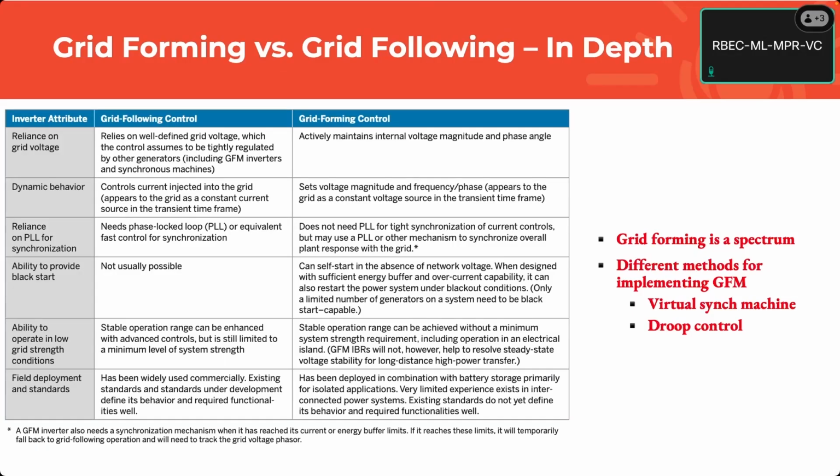Grid following needs that PLL, the phase lock loop, or some equivalent fast control for synchronization. Grid forming does not need this, and that's how they're able to operate in those weaker systems with crazy angles, really low voltage, and things like that.